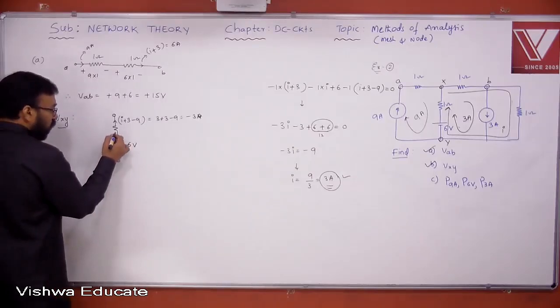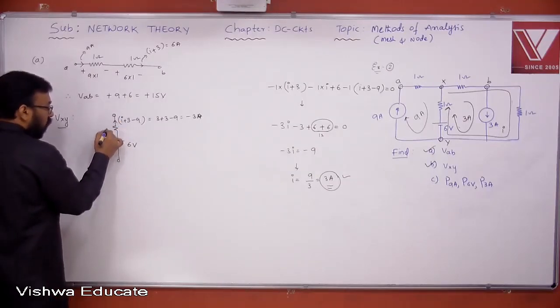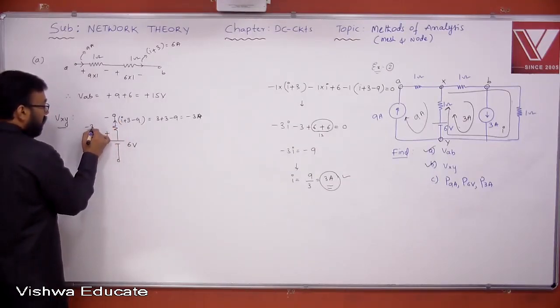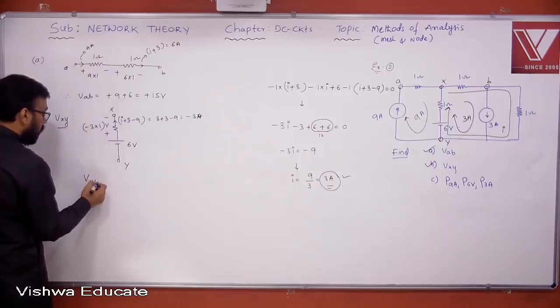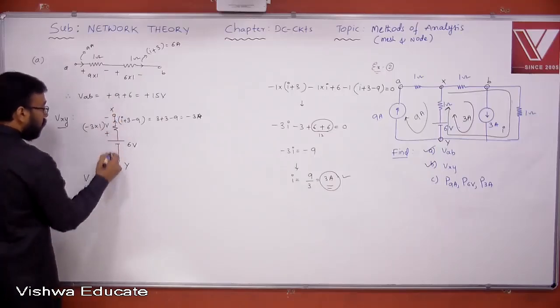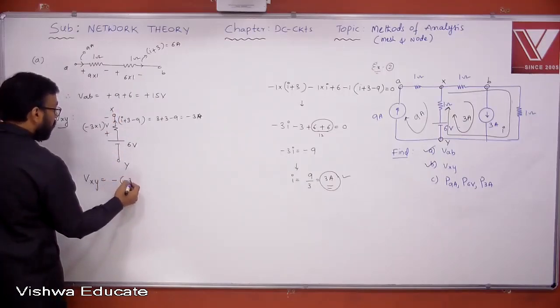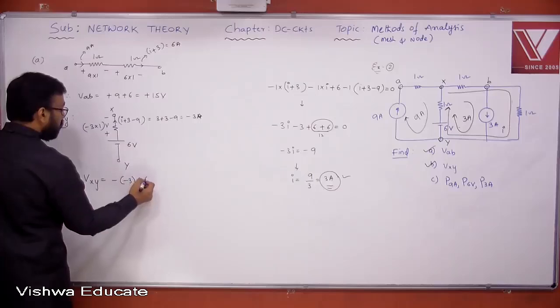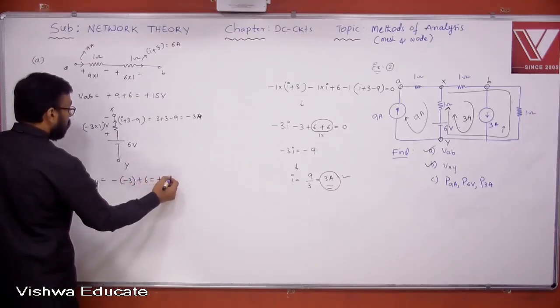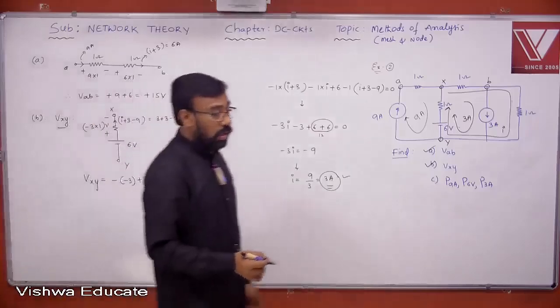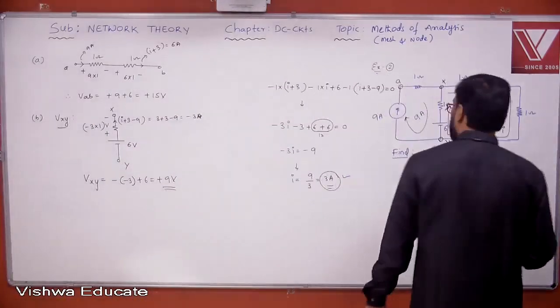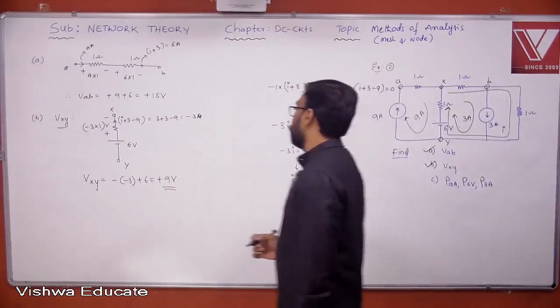What is the voltage? If you take the direction upward, what could be the polarities? Minus 3 into 1 volts. Yes or no? This is X, this is Y. Now let me start from X and reach Y. You are touching negative sign first. Minus of minus 3 plus 6 plus 9 volts. Okay? Like this. That's all. Okay? So you got VXY is equal to 9 volts.